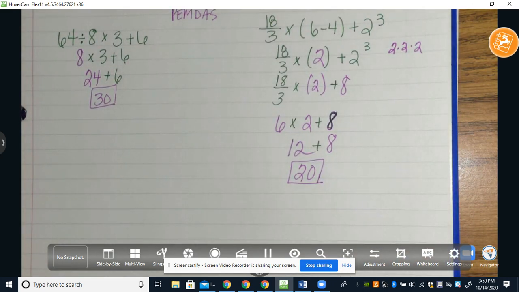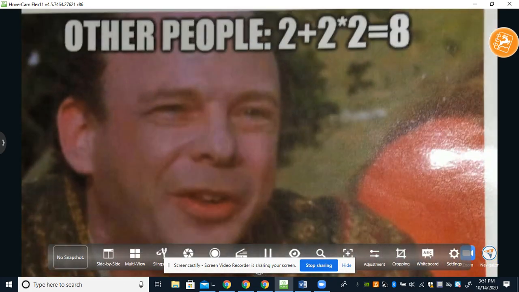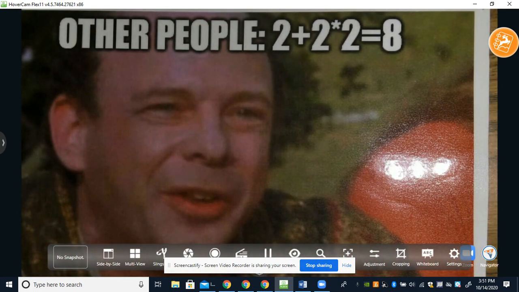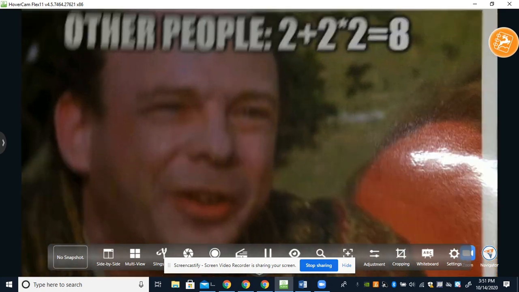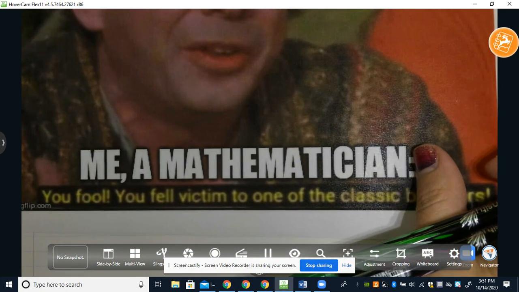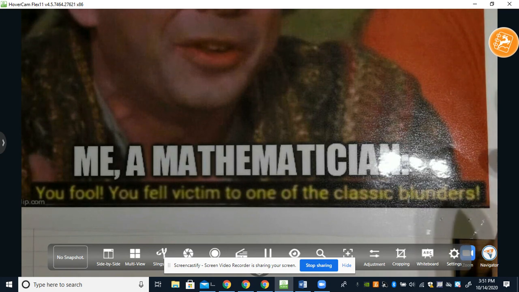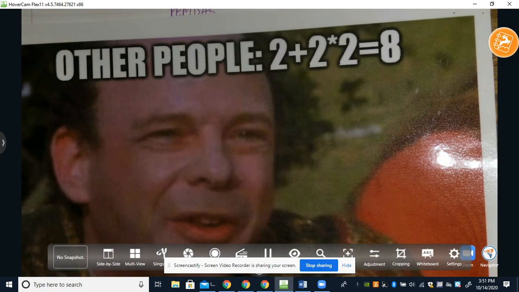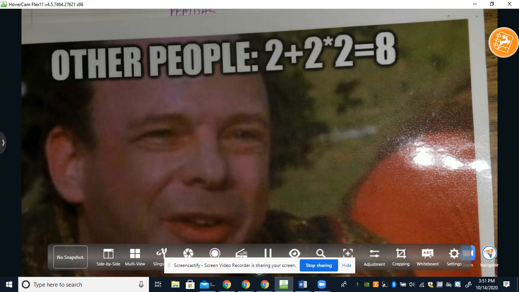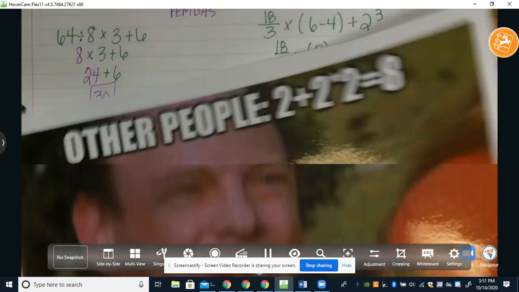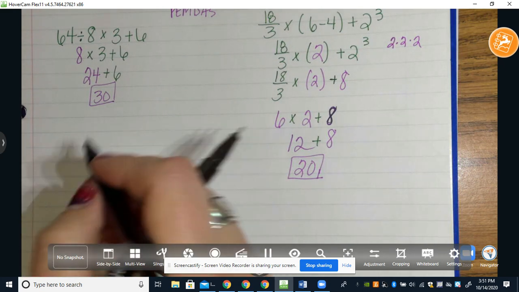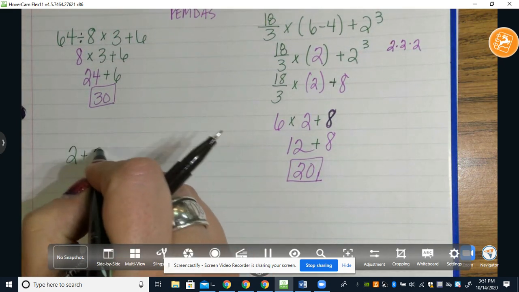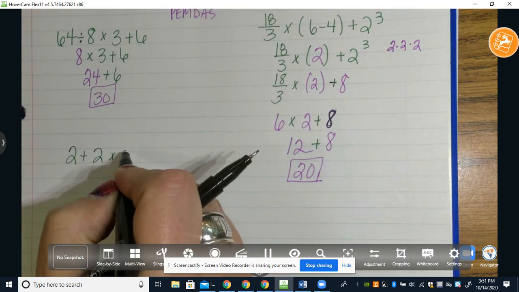Another one that we did is from my little meme here. I don't know if you can see that. It says, other people: 2 plus 2 times 2 equals 8. Me, a mathematician: You fool, you fell victim to one of my classic blunders. This is not correct. Order of operations says that it will not be 8. So let's look. 2 plus 2 times 2.